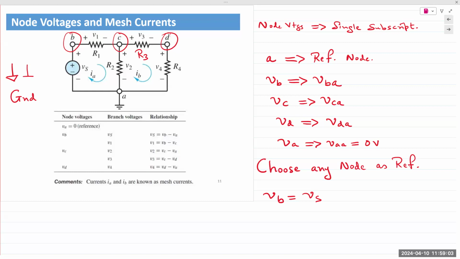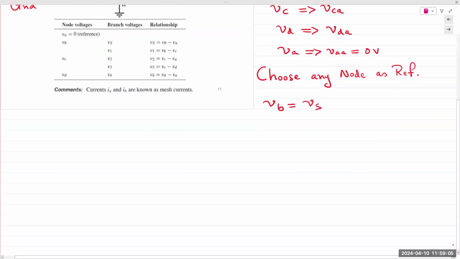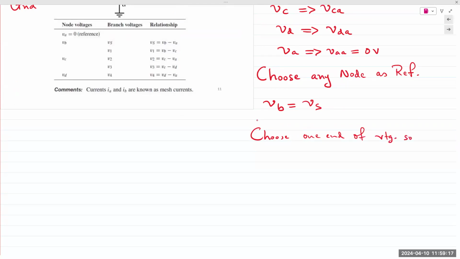Okay, but the point is, if you have a voltage source, you choose one end. To keep things simple, you choose the negative end of the voltage source as your reference. And first, you eliminate 2 nodes from your analysis. Choose one end of the voltage source, more often than not the negative end, as your reference node. And thus, you will have the answers for half of it.